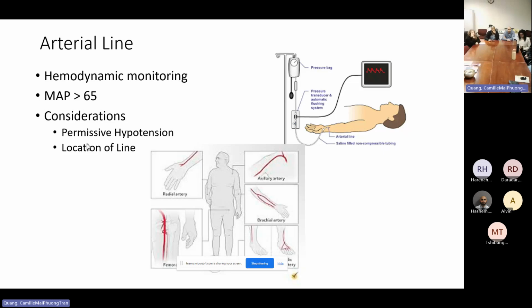Our attendings differ in whether or not they prefer axillary or femoral artery. Do you have a preference for A-lines? Femoral, yeah. Well, radial first. Yeah, I've heard everyone's different. I wrote it down in my notebook. This attending wants me to put in this one first, this attending wants me to put in this one first.